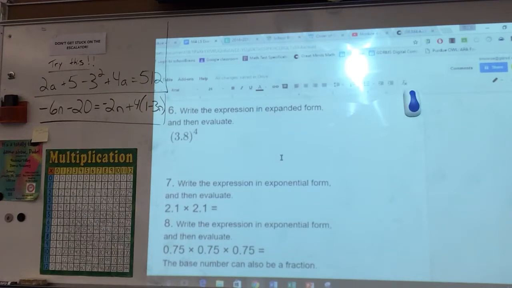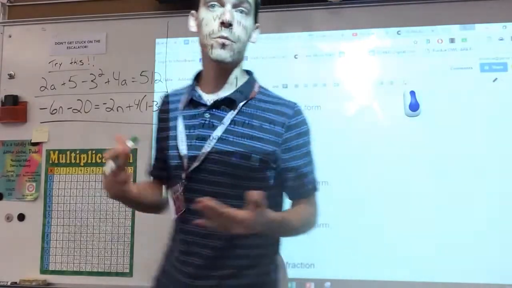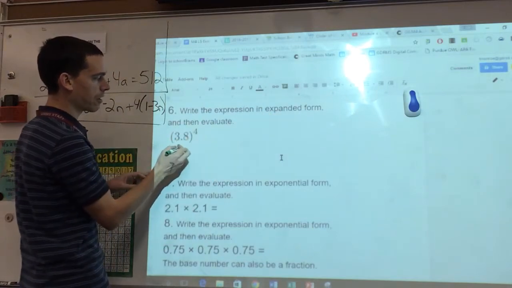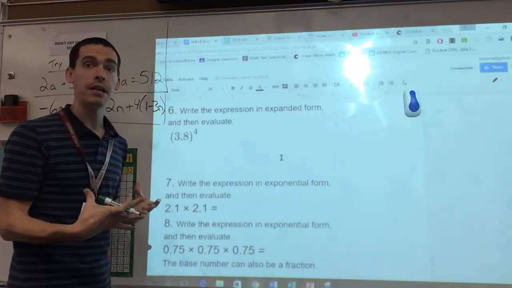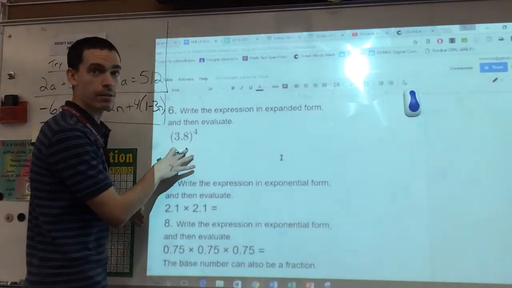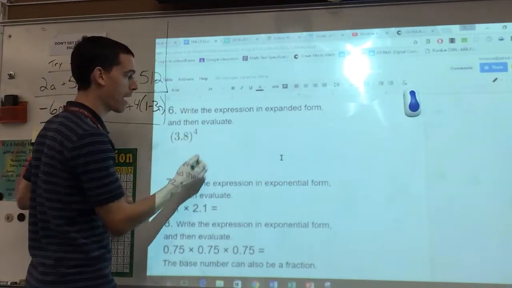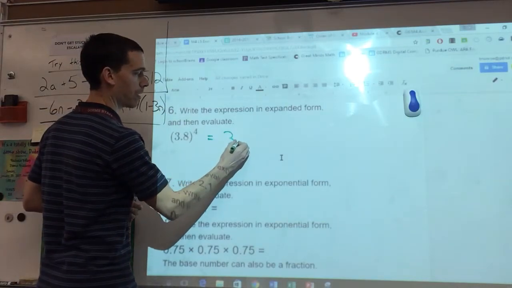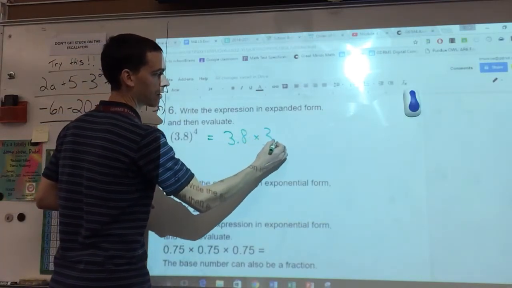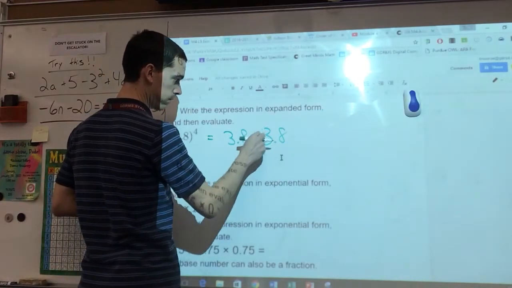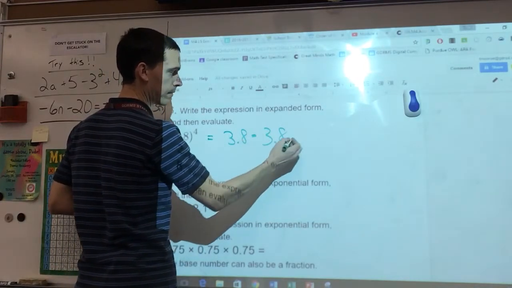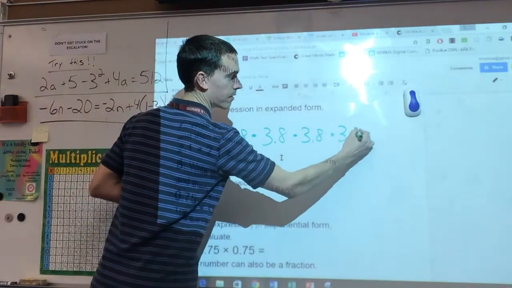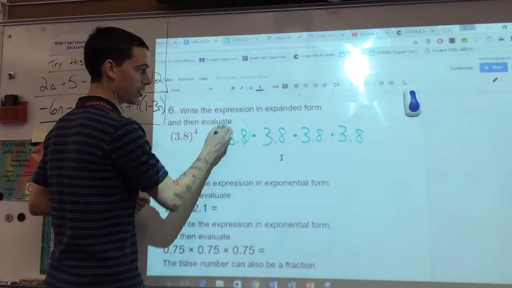We want to write this expression in expanded form. We can do this with decimals and fractions as well. As you can see, I had to move it up here. Our base here, in parentheses, means that's what our base is talking about: 3.8, or 3 and 8 tenths, raised to the 4th power. So this is equivalent to 3.8 times 3.8 times 3.8 times 3.8.